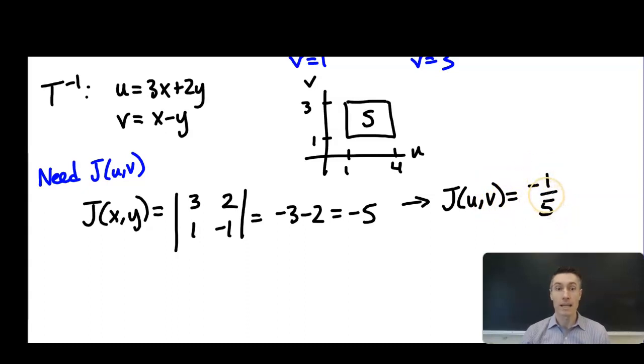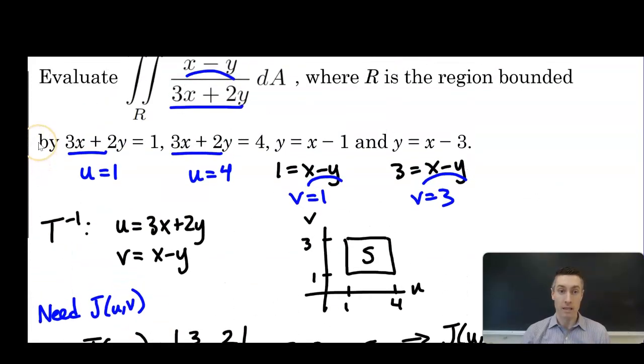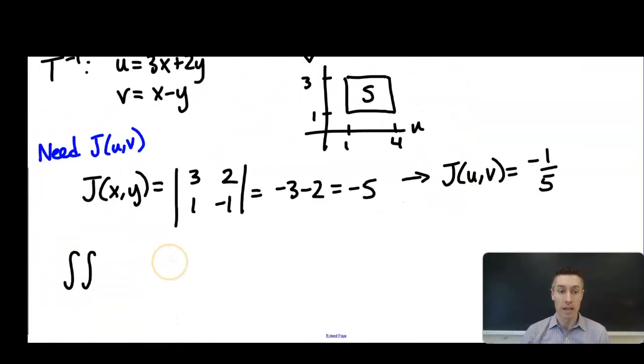Now remember, we do want to take an absolute value as we set up our double integral. So we're going to take the double integral of, let's remind ourselves, x minus y over 3x plus 2y. So that's v over u. And then we have times positive 1/5, right? It's the absolute value. And then for the rectangular region, doesn't matter the order, so we can say du dv. So u goes from 1 to 4, v goes from 1 to 3.